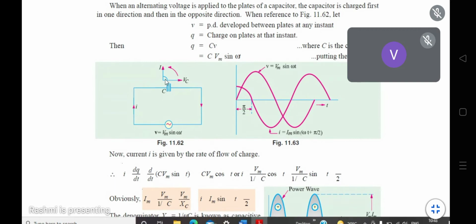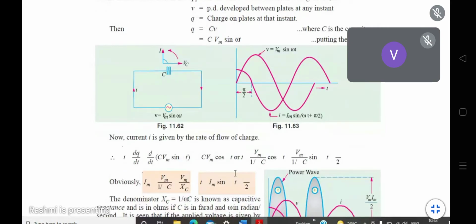So here you can see this is the voltage phasor. It is the reference. The current will be leading by 90 degrees here. Here the phase difference is positive pi by 2.